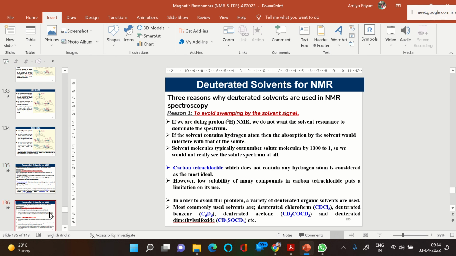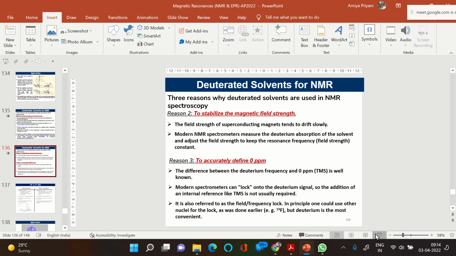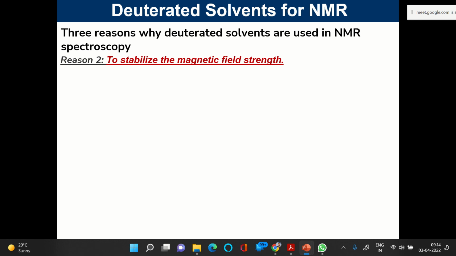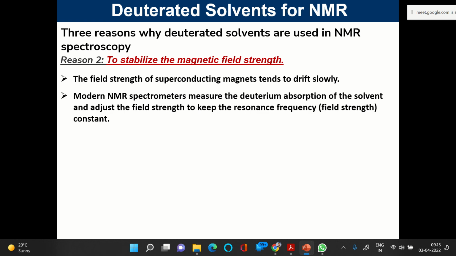The other reason that I would like to point out is magnetic field strength. Usually the superconducting magnet that is being used has a tendency to drift. The magnetic strength slightly gets reduced, drifting from its original value with the passage of time. So you need to correct that by applying more current or something. You have to adjust that to keep the same magnetic field strength. You need to stabilize the magnetic field.